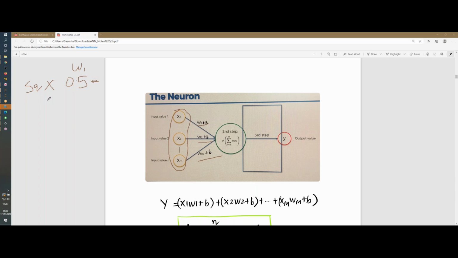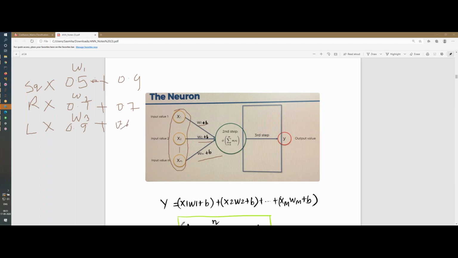Then in the second case, I have number of rooms multiplied by some weight, 0.7. This is W2. And the third is locality, multiplied by a weight, let's say 0.9. This is W3, right? And then at every step we have another constant called B, say 0.9, 0.7, and let's say 0.6 and so on.